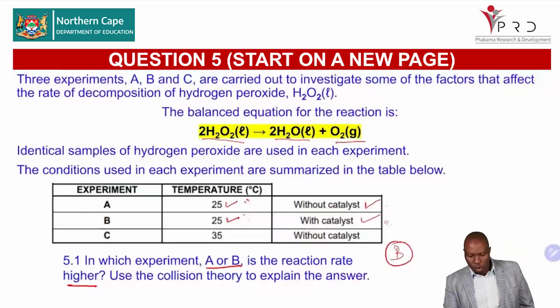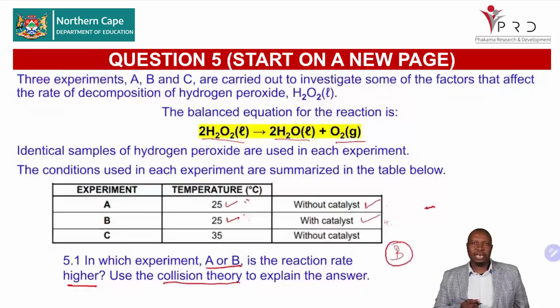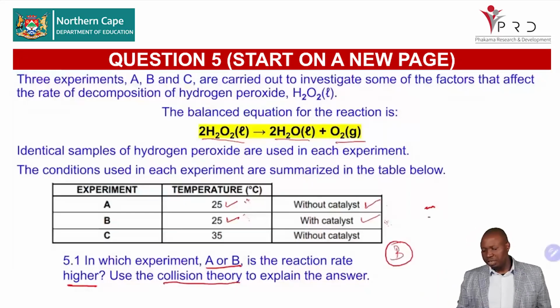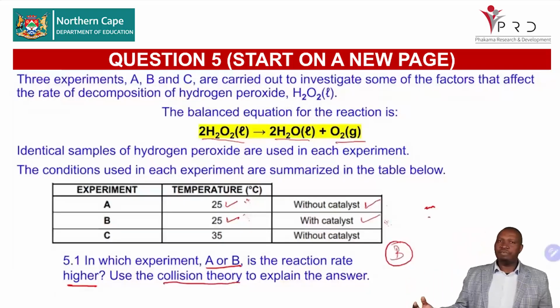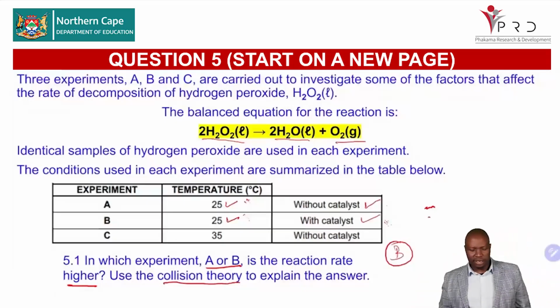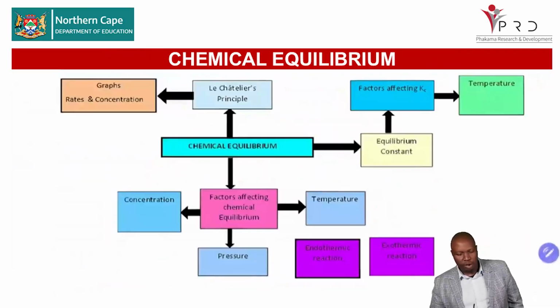Now use collision theory to explain. So you're going to say a catalyst provides an alternate pathway of lower activation energy. Bullet number 1, you're going to say more effective collisions per unit time. You're going to say more particles will have energy greater than or equal to activation energy, and we're going to increase the rate of reaction. So that's how you will answer, and you will get your marks.